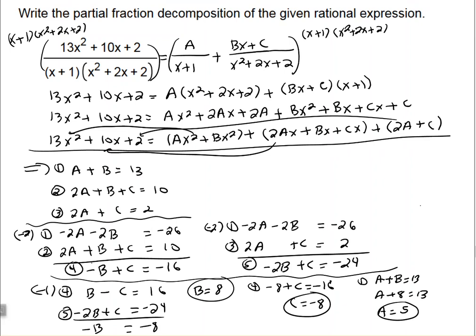So we have the three values that we need to be able to write our final answer. So back up top, I'm going to replace a, b, and c. So a is 5, so 5 over x plus 1. b is 8, so 8x plus c, but c is negative 8, so I'm going to say minus 8 all over x squared plus 2x plus 2.